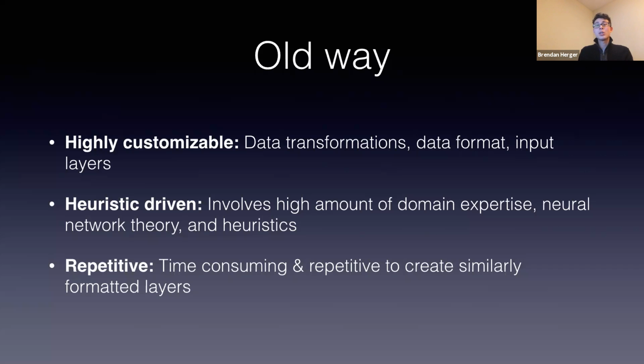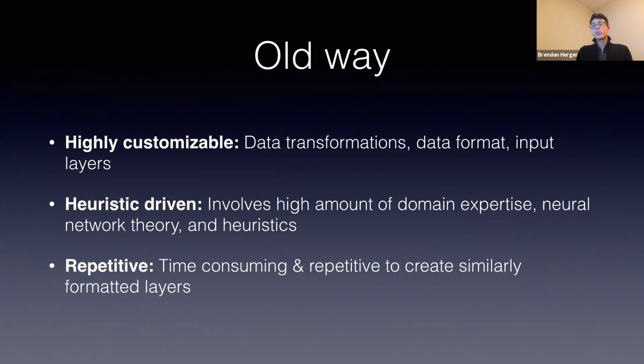It takes a lot of decisioning, reading a lot of papers, understanding what the best practices are, what's latest and greatest, which, even as NIPS is wrapping up, changes every single year. It's all really heuristic driven. So it involves a high amount of domain expertise, neural network theories, and heuristics. So reading a whole bunch of papers, being very upfront about what the best techniques are. And it's also, and this is unfortunate, really, really repetitive. So it can be time consuming. If you've got 5 or 10 text variables, creating the exact same inputs for all of those variables just takes forever, and it's a real pain.